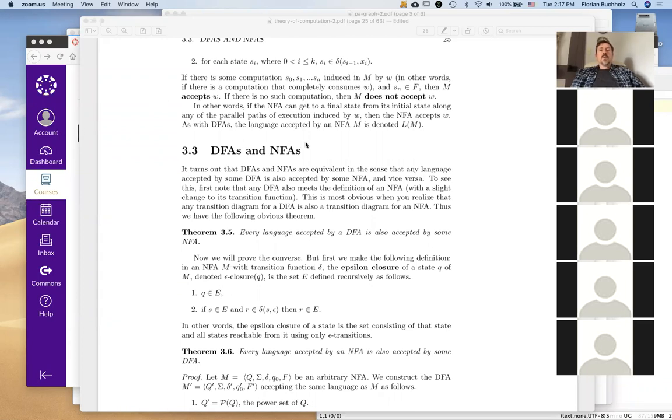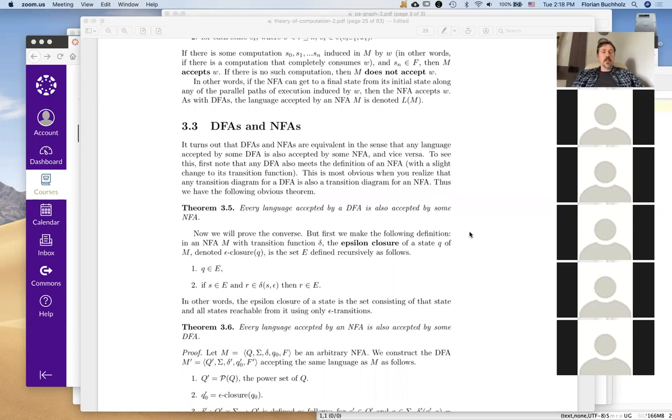Okay, so last time we kind of started on this whole relationship between DFAs and NFAs. And we then said, well, every language accepted by a DFA is also accepted by an NFA. And that is essentially due to the fact that the transition diagram for a DFA is also one for an NFA. So that direction actually makes perfect sense. So if you have a deterministic finite automaton, that kind of also is a subset of a non-deterministic one. So that should be no surprise.